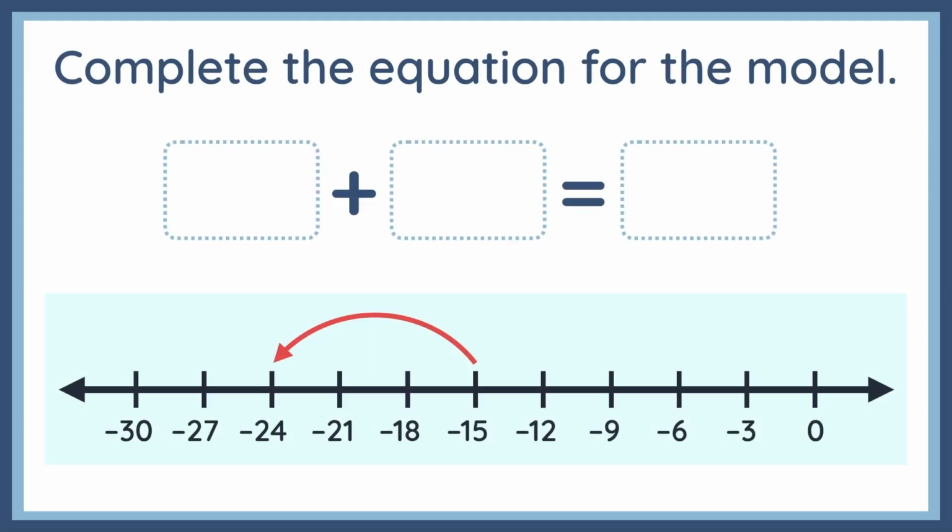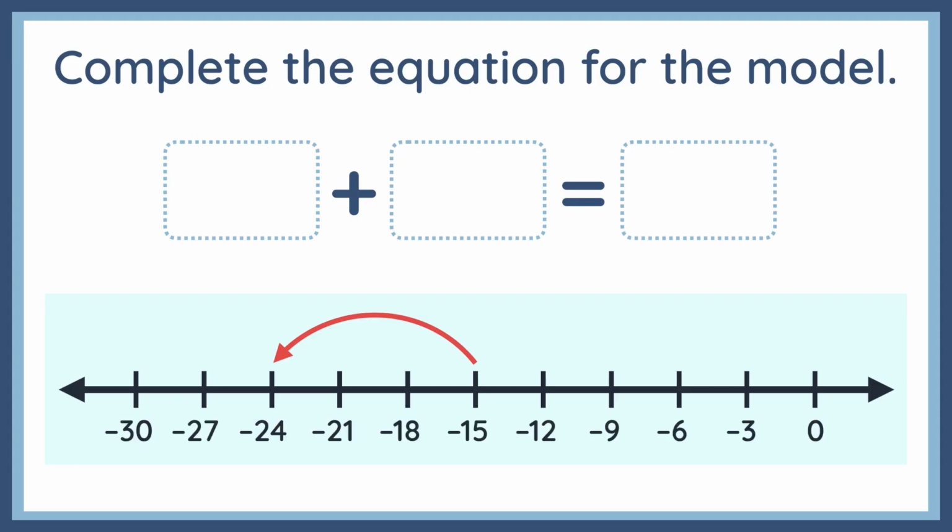Complete the equation for the model. This time, we have a number line, and we need to figure out which two integers we are adding and find their sum based on the model. Did you notice that the number line is numbered differently than in our other examples? Instead of counting by 1, this time we are counting by 3. Don't worry, we can do this.